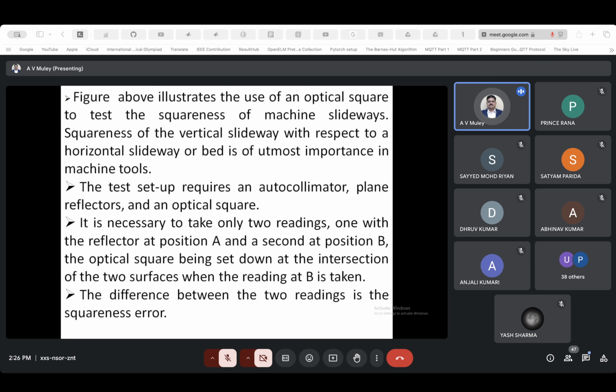At A and B, the optical square is set down at the intersection of two surfaces; when the reflector is at B, the reading at B is taken. The difference between the two readings is the squareness error. The difference in the two readings is basically the squareness error.